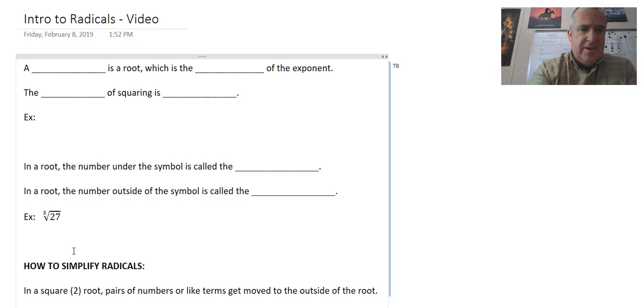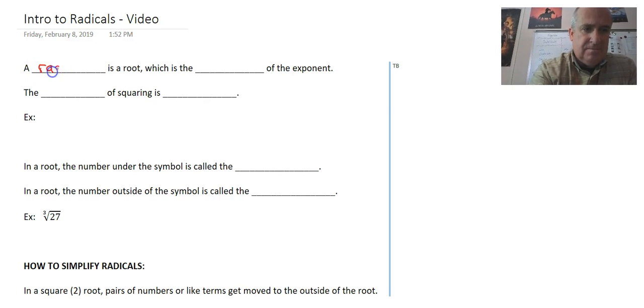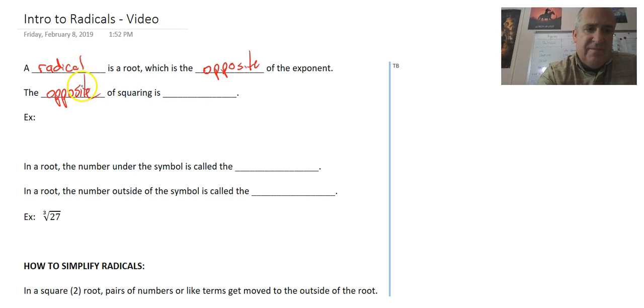So we're going to start off with a couple of definitions. So first, a radical is a root, which is the opposite of the exponent. We just finished up exponents. Now we're going to start talking about radicals. Radicals are the opposite of exponents. The opposite of squaring is called square rooting.